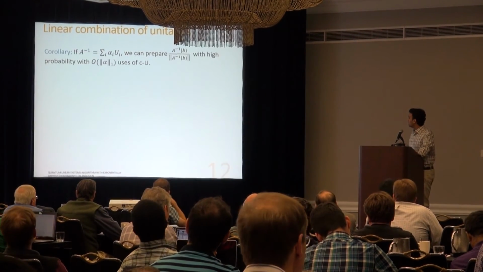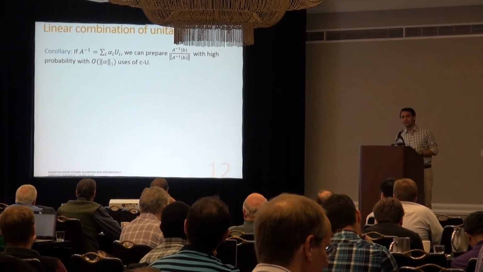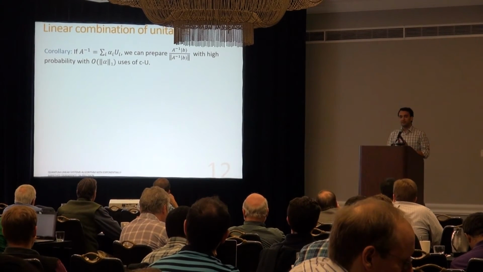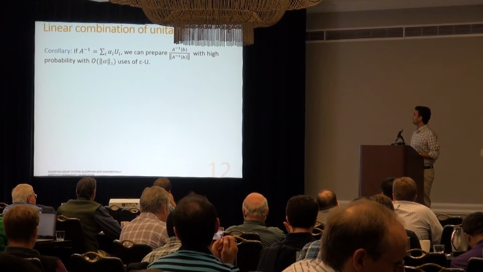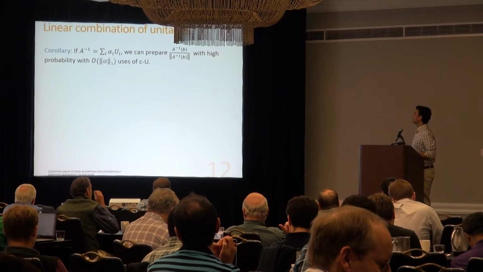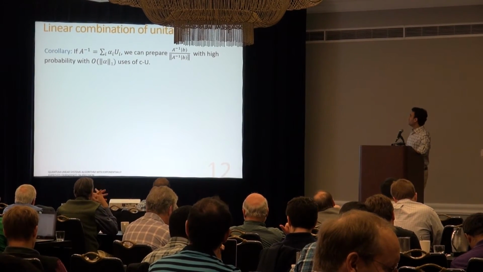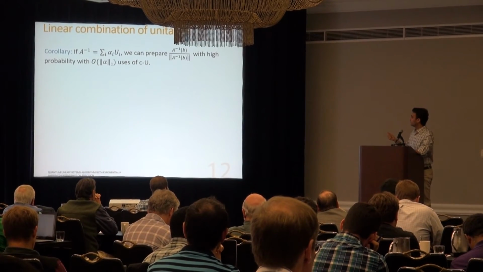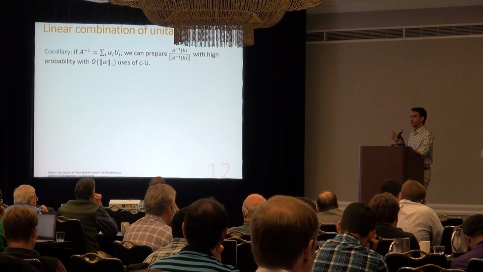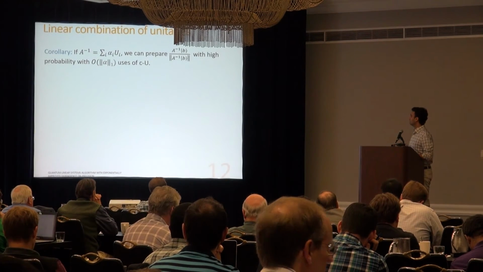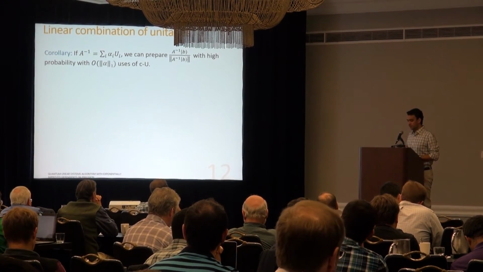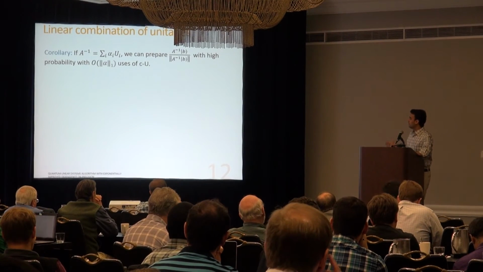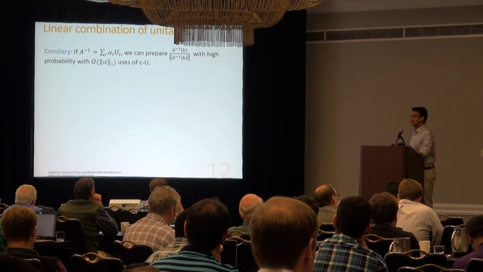So finally, we have this corollary. This is all we're going to use from the last 3 slides of discussion. The corollary is just that if you can represent the map that you want to perform, A inverse, as a linear combination of unitaries which are easy to implement themselves, then you can prepare the state that you want with high probability, and your complexity is like the 1 norm of alpha times the complexity of implementing this controlled unitary operator. So this is the main corollary, and this is what we're going to use. And in the next 10 minutes or so, I'm going to try to explain to you how we represent A inverse as a linear combination of easy to implement unitaries.